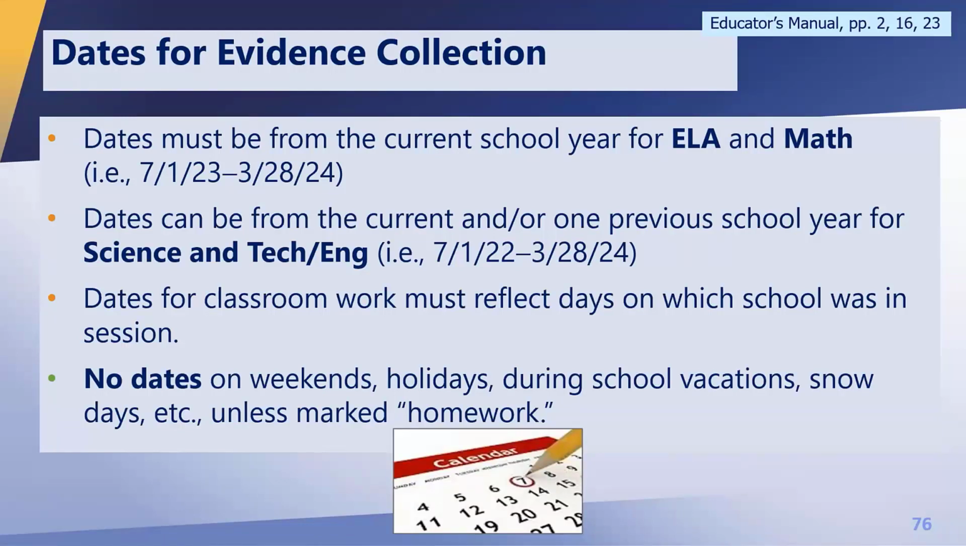For science, and we'll talk about this more when you're at our science meeting if you're in grades 5, 8, or high school, that can be done over 2 years. That can be a current school year and one previous year. It might not be so helpful for you this year because you're just finding that out. But if you have fourth graders or seventh graders or ninth graders, you might want to think about it. Okay, so 7/1/22 to 3/28/24 is for science only.